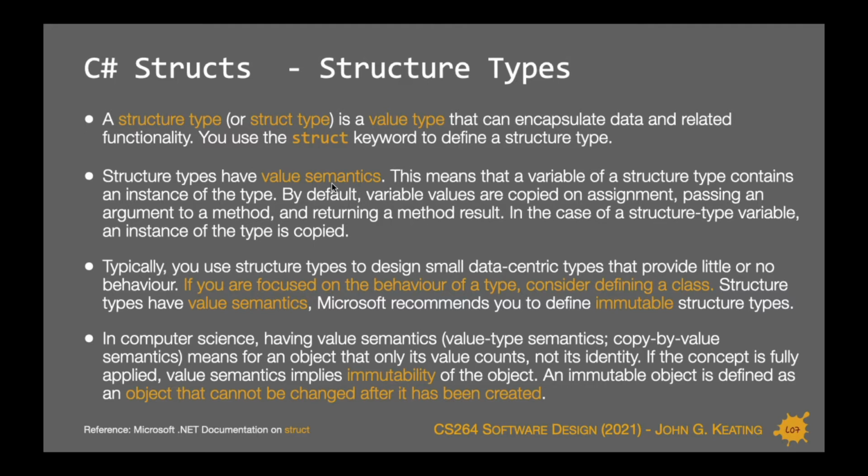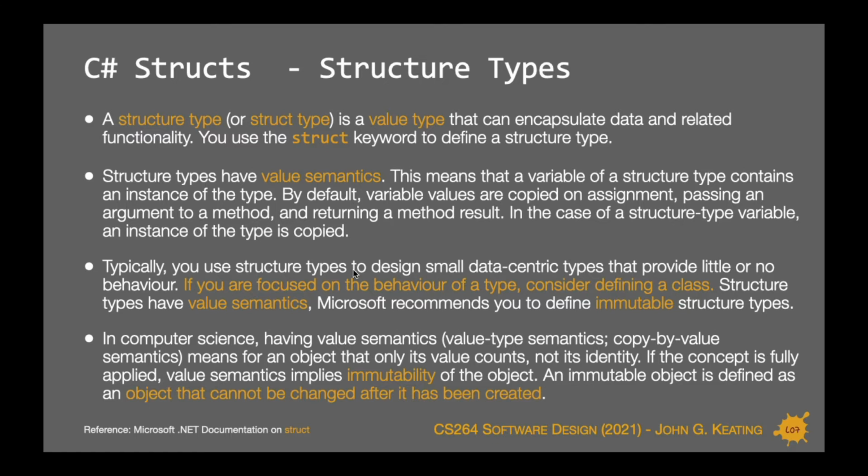So the structure types have what are called value semantics. That means that a variable of a structure type contains an instance of the type. Okay. There are values, okay, so it contains an instance of the type. Okay. So by default, the variable values are copied on assignment, passing an argument to a method and returning a method result. So in the case of a structure variable, an instance is always copied. Okay. So when do we use these?